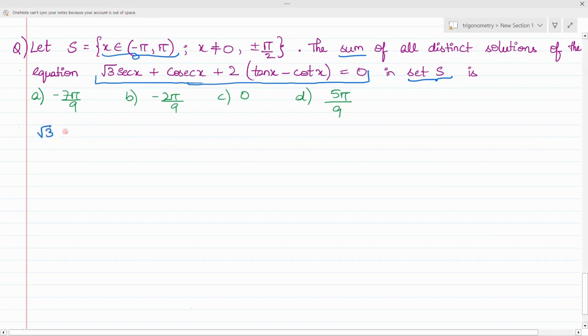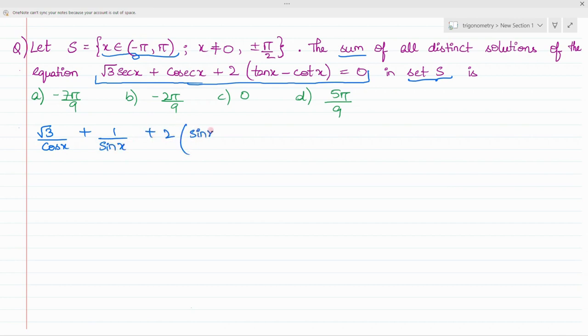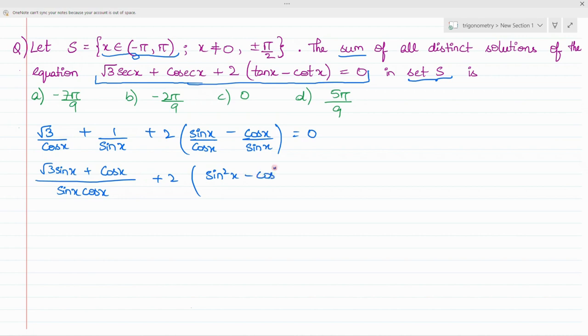So it becomes root 3 secant, which is 1 by cos, plus cosecant which is 1 by sine, plus 2 tan, which is sine by cos, minus cot, which is cos by sine, equal to 0. So take LCM, it becomes root 3 sin x plus cos x upon sin x into cos x. And here, take the LCM, it becomes sin square x minus cos square x upon sin x cos x equal to 0. So just eliminate this LCM. It becomes root 3 sin x plus cos x equal to 2 of cos square x minus sin square x.